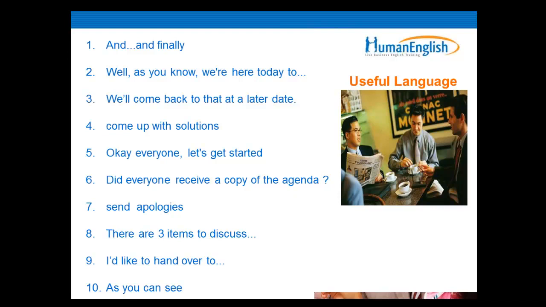Okay, after number 6, we have number 10 as you can see, and then 8. There are 3 items to discuss. That's good, Oksana. And this is where we're going to introduce the items on the agenda. All right, then we have and finally, so then would follow number 1. And can anybody say what was at the end?